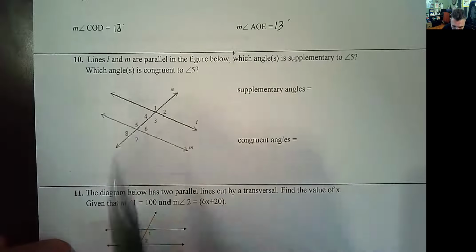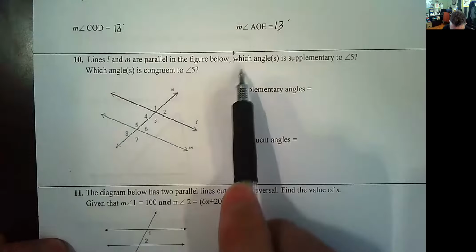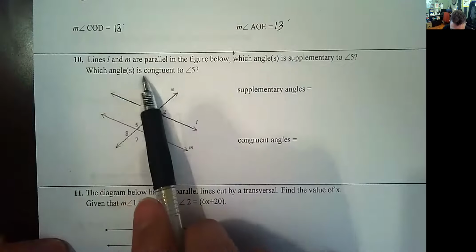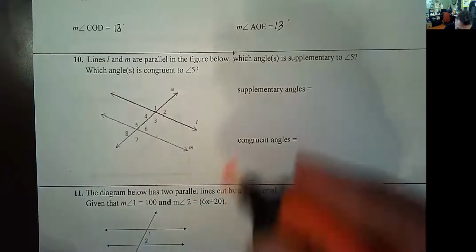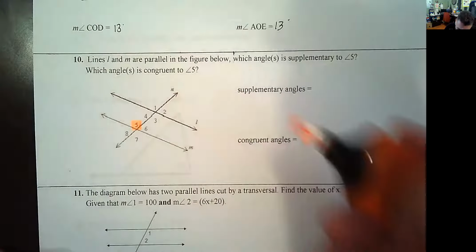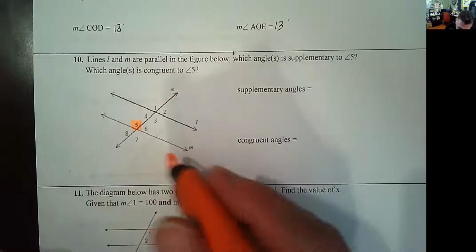Number 10 says lines L and M are parallel. Which angle is supplementary to angle 5 and which angle is congruent to angle 5? On the test, you only need to find one. It's actually multiple choice, but there are multiple ones. Let me highlight angle 5. And then I'm going to find the congruent angles first. I'm going to actually highlight them.